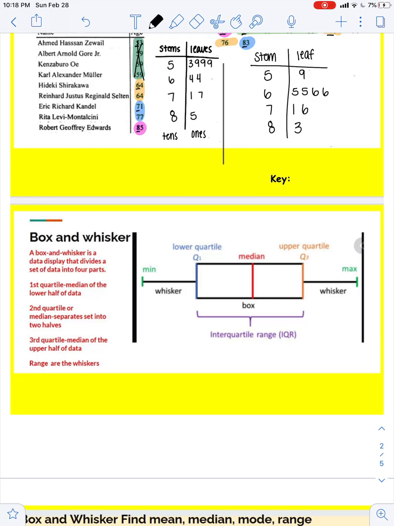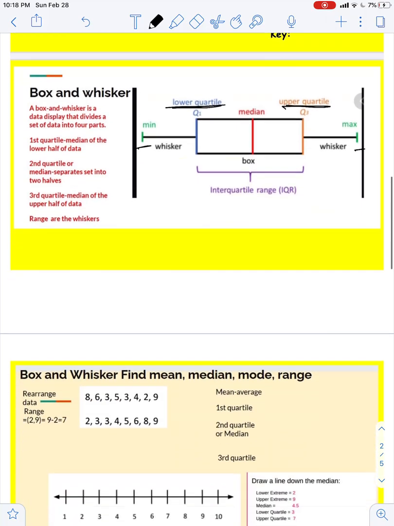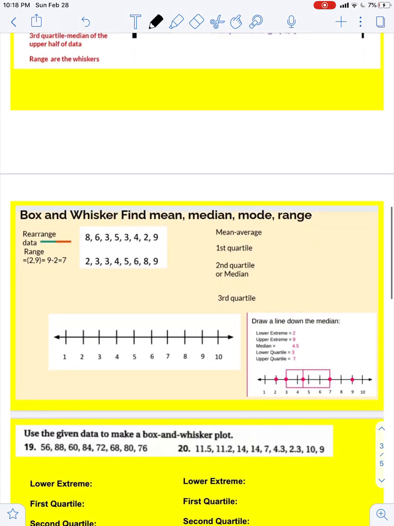And then what you're going to do for the lower quartile right here is take the median of the first half of your numbers, and then for the upper quartile, you're going to take the median of the second half of your numbers. And that gives you this little box, which will tell you your interquartile range. And then you put your smallest number here and your biggest number. So I'm going to show you what that means.